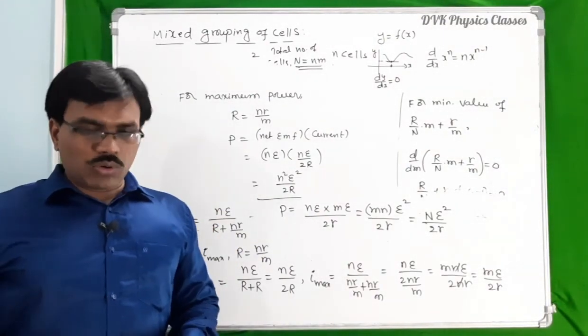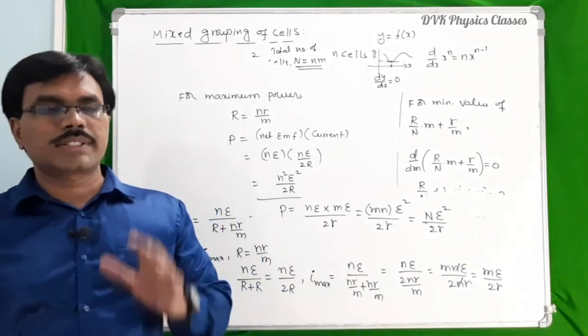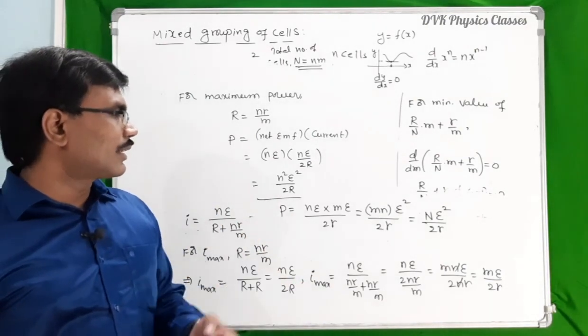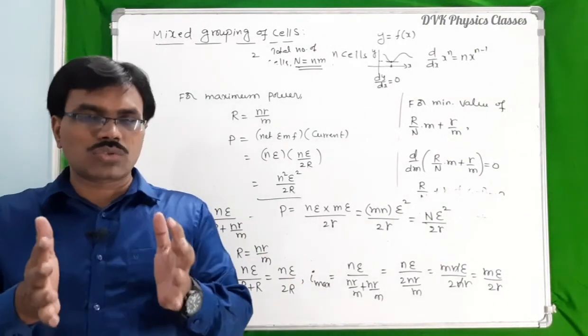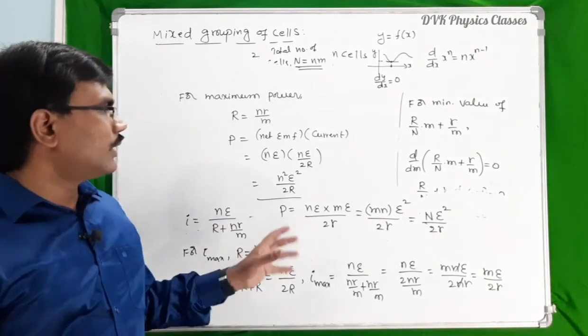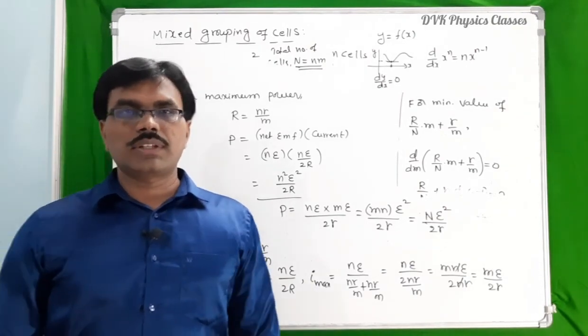So this is about mixed grouping of cells. We have done parallel grouping of cells, series grouping of cells, and mixed grouping of cells. And in mixed grouping, what should be the condition for the maximum current in the circuit? That condition is that external resistance must be equal to net internal resistance of the mixed grouping of cells.